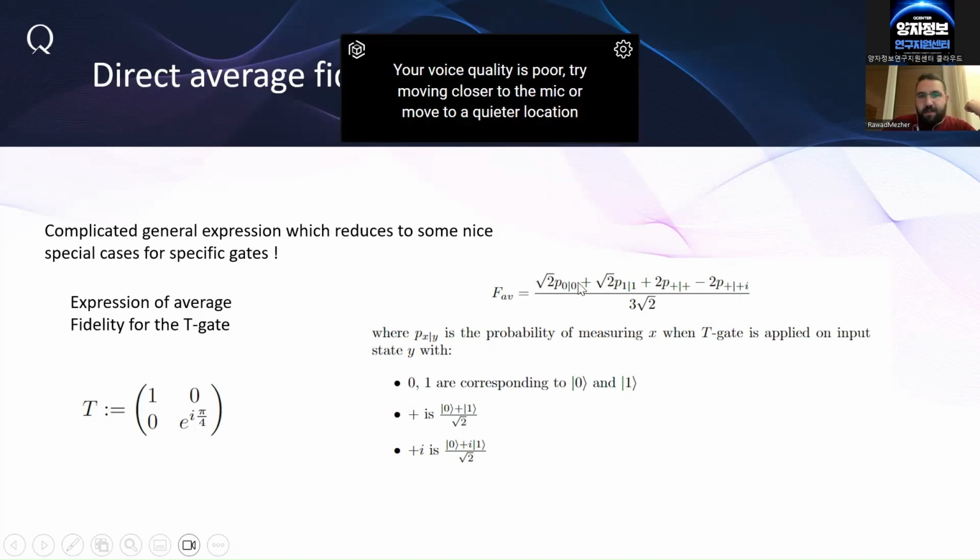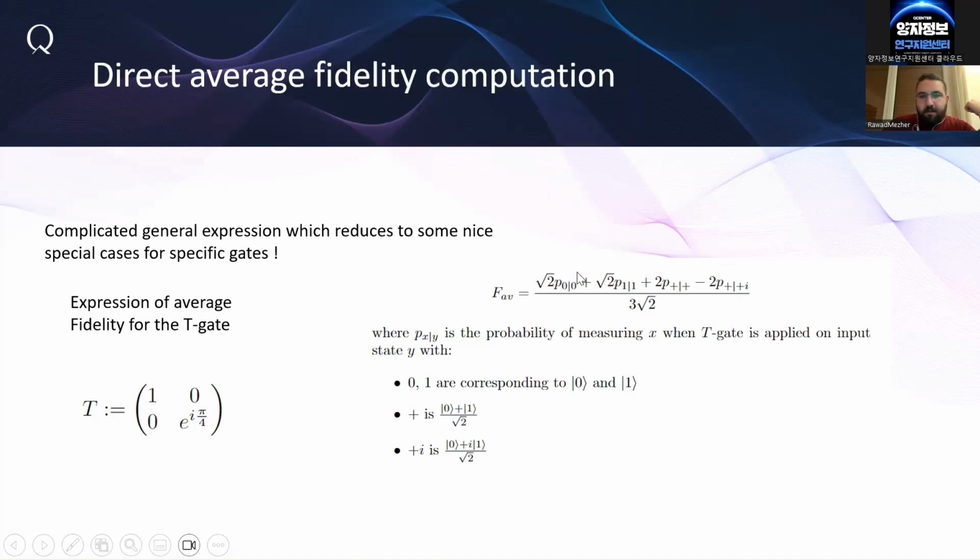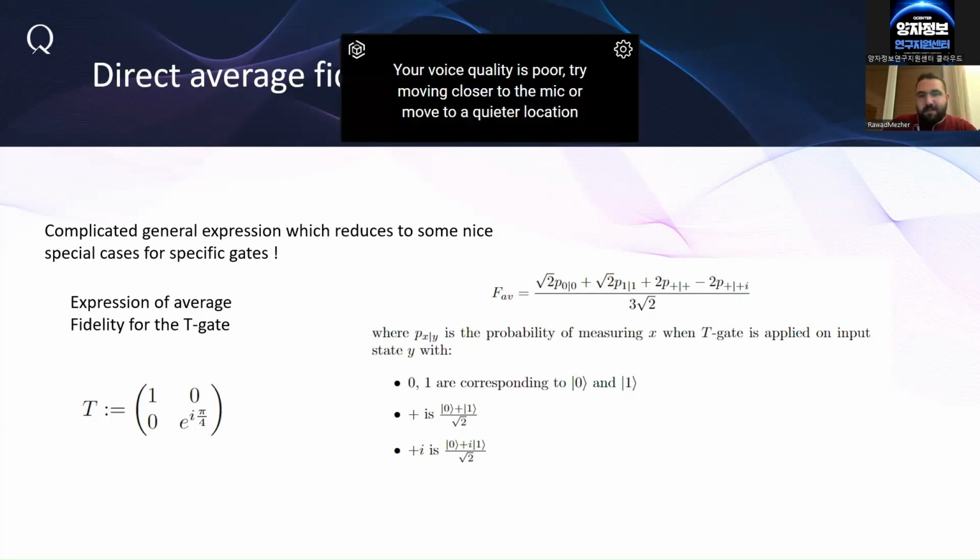So P00 means prepare 0, apply your unitary, and measure 0. So in the computational basis, 0. P11 means the same thing. P plus means prepare your state in the plus basis, apply the unitary, and measure in the plus basis, and so on. And so it's a very nice way to compute your fidelity. And the interesting thing is you only need one gate. So you don't need a sequence of these. And it works for any gates. So this is kind of the difference.